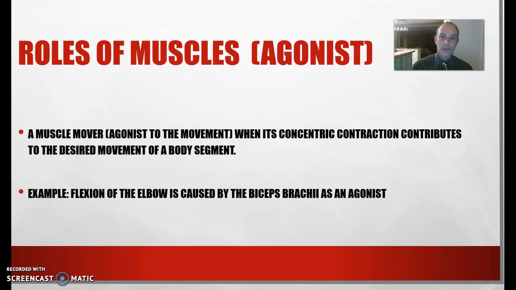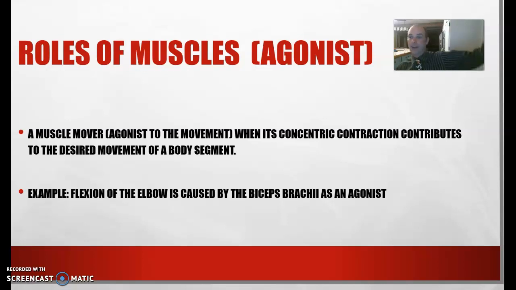Here's what the roles of the muscles are in the movement. Now the first one's called an agonist. This is not English class. There's not a protagonist and then that's not it. Okay, this is completely different. Agonist is the main muscle mover. And you see the definition here. A muscle mover, agonist of the movement, when its concentric contraction contributes to the desired movement of a body segment. Just meaning the body part moves that you want it to move.